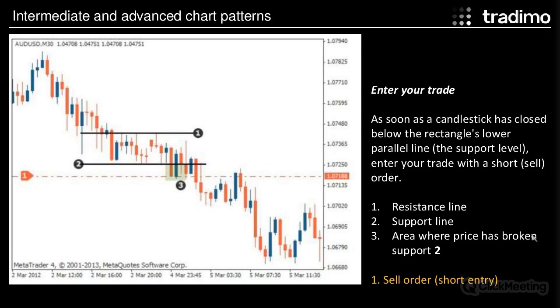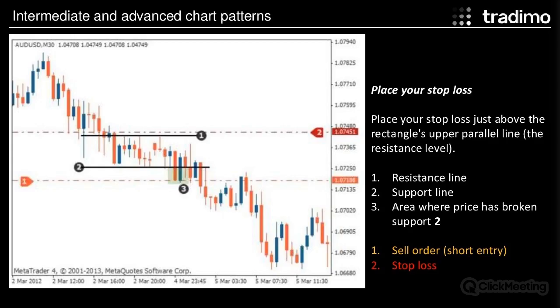Now the second step is to enter the trade. In this example, as soon as a candlestick has closed below the rectangle's lower parallel line, the support level, enter your trade with a short sell order. You see on the first line the resistance line, the second is the support line, and the 3 is the green shaded area, where price has broken support. This is very important, and the closing price as well. Then the orange line is our short entry, the sell order. It is very important to wait for the closing price outside the bearish rectangle.